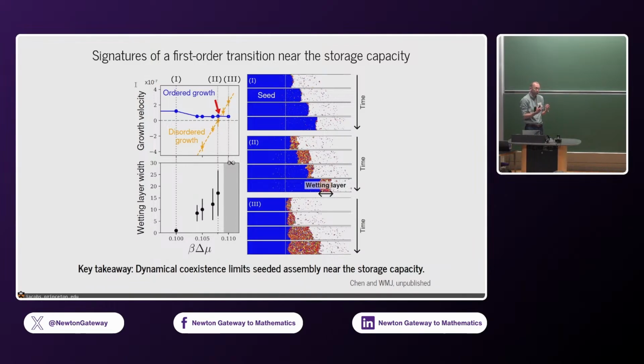All right, so the key takeaway here is that we can indeed show that for some of these multiphasic models, a dynamical coexistence is what limits your ability to retrieve seeded structures if you are very close to this storage capacity.